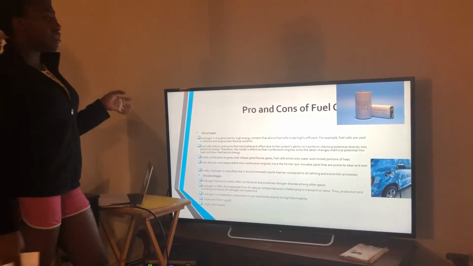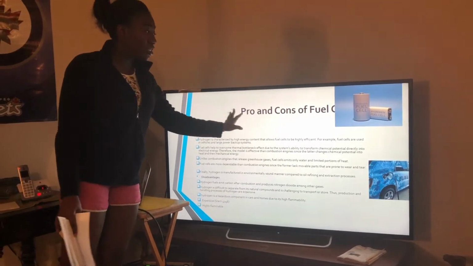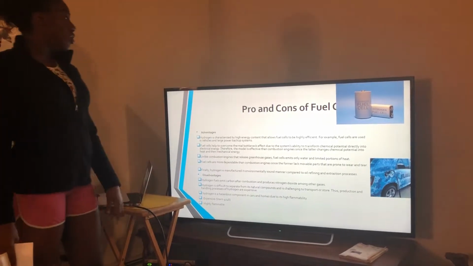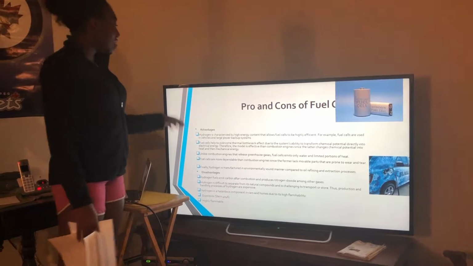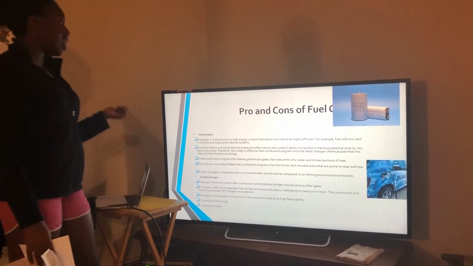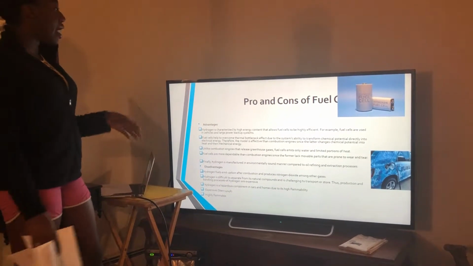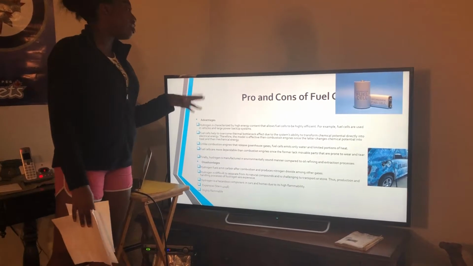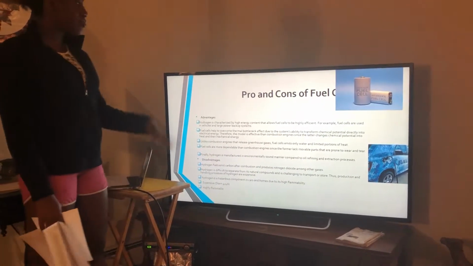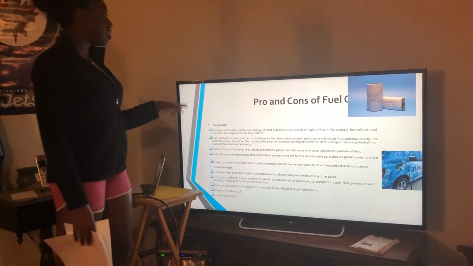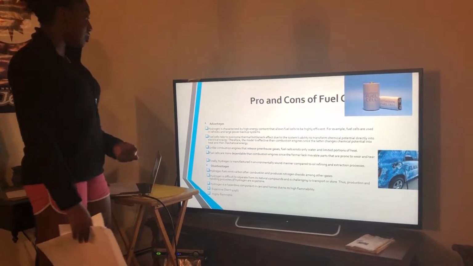In this part of my presentation, I'm going to be talking about the pros and cons of fuel cells. So, the advantages: hydrogen is characterized by high energy content that allows fuel cells to be highly efficient. For example, fuel cells are used in vehicles and large power backup systems.